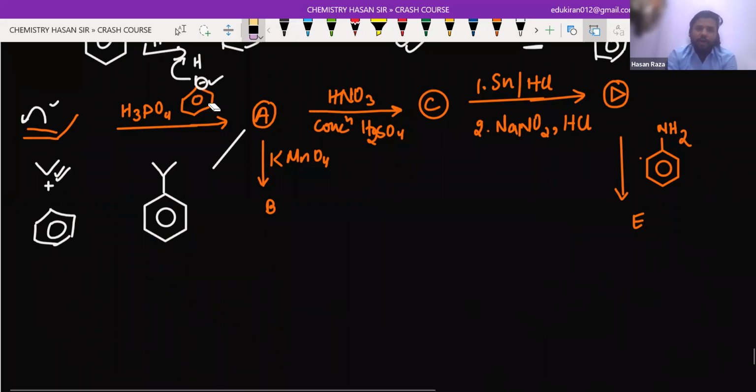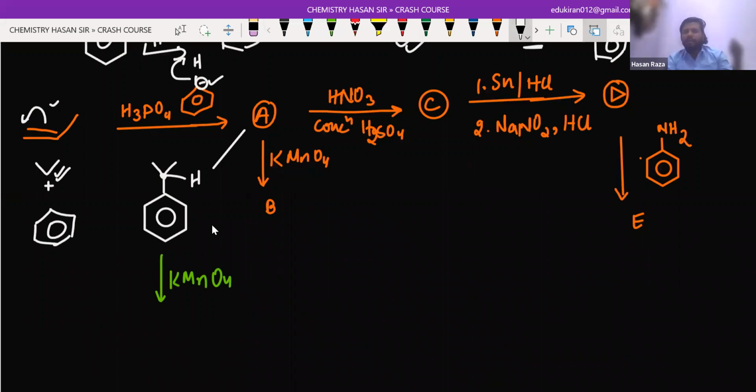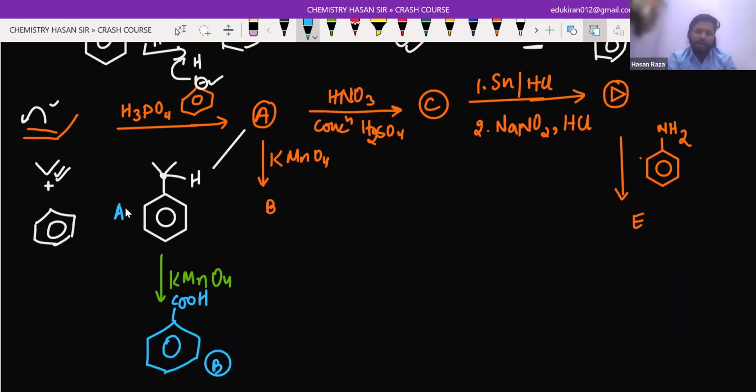As you can see, you are using KMnO4 on this, heating with KMnO4. Then if there is any hydrogen on this carbon, it will be directly converted into benzoic acid. If you remember the preparation of carboxylic acid, this will be directly converted into benzoic acid. That's why this is your B and this is your A.